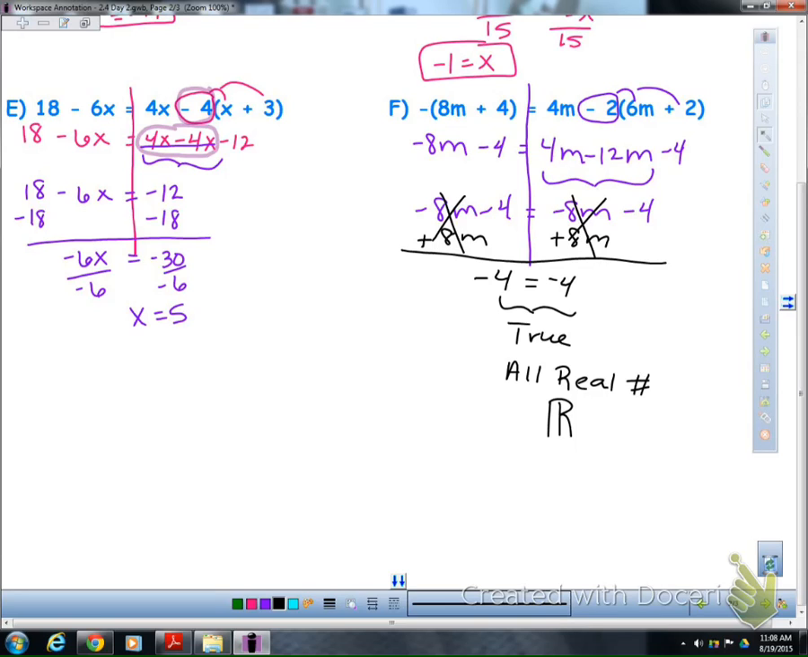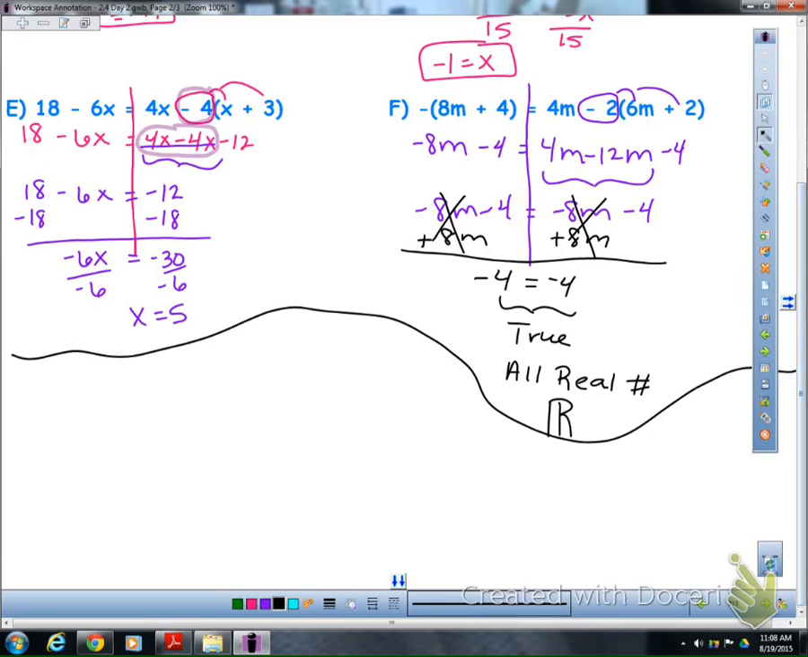Now, the second time that this could happen is if, let's say, all of your variables cancel out, but you're left with a false statement like 2 equals 12. Well, 2 obviously does not equal 12, so this would be a false statement. If all your variables cancel out and you're left with a false statement like that, the answer is no solution. And again, you can write the words out, no solution, or you can use this symbol, which is a circle with a line through it.